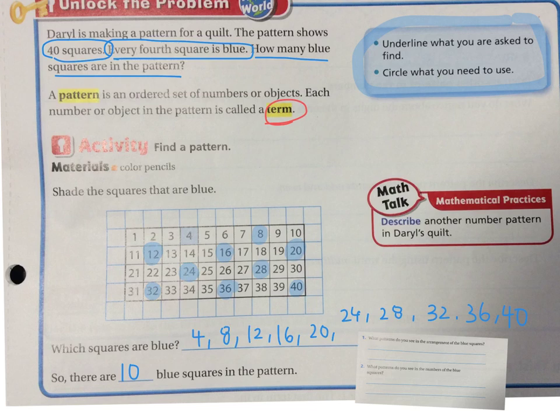Okay, now what rule are we doing to go from 4 to 8? How did I move from 4 to 8? What did I have to do? Evan? Add 4. So the rule here is add 4. Okay, we use rules to describe patterns to tell you how to get from one term to the next term. So this rule was add 4. Does that make sense? When they said every fourth square is blue, that translates to add 4 to get from one term to the next.